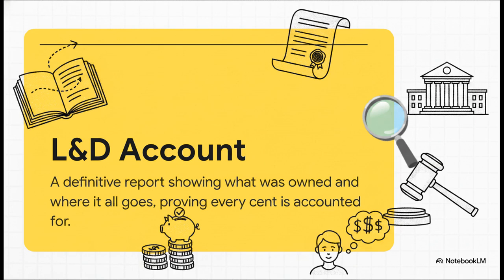We'll just call it the L&D account. And yeah, for our purposes today, let's stick with that idea. It really is the final storybook. This is the official report that goes to a government authority, in this case, the Master of the High Court. And its whole job is to prove that every single cent has been accounted for.